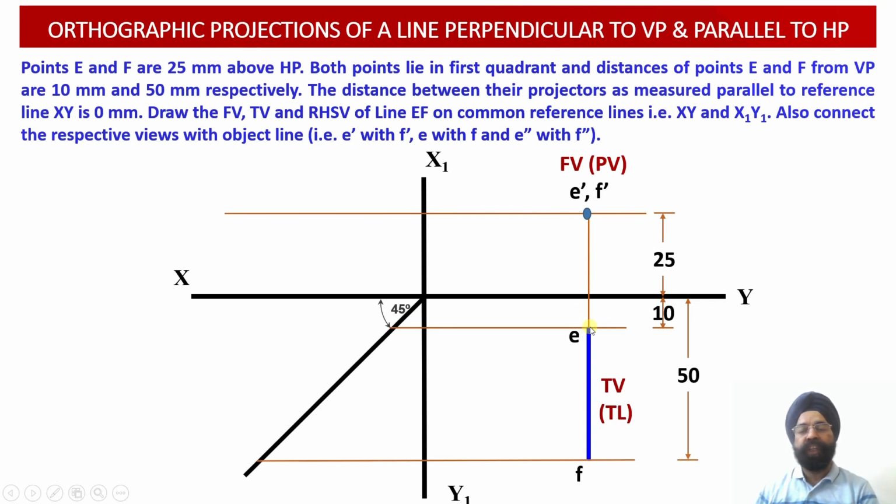So corresponding to this point E, we have drawn a horizontal construction projection line and extended it up to the transfer line, which has been drawn at an angle of 45 degrees. Similarly, corresponding to the point F, which is located at a distance of 50 millimeter from the vertical plane, we have drawn another horizontal construction projector line, which will be extended till it meets this transfer line, which was drawn at an angle of 45 degrees.